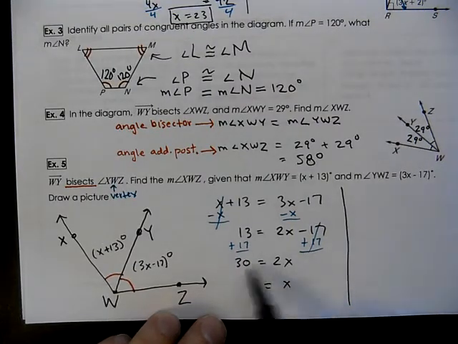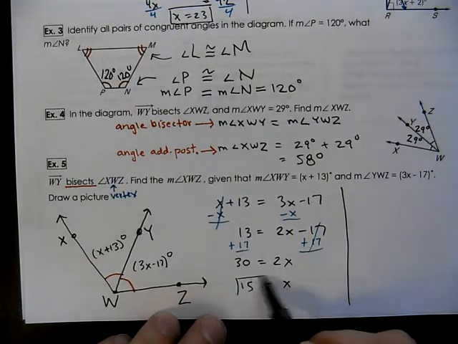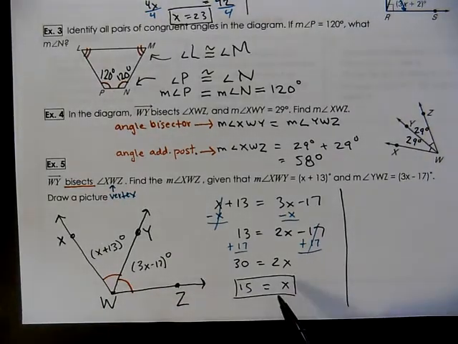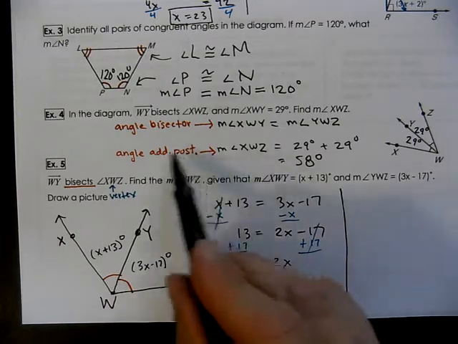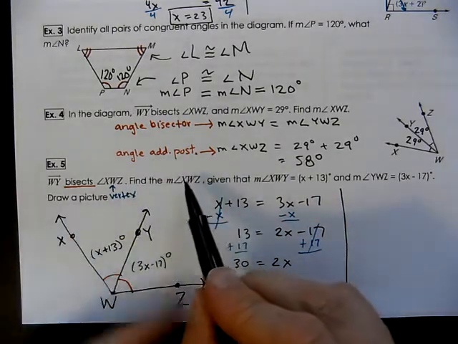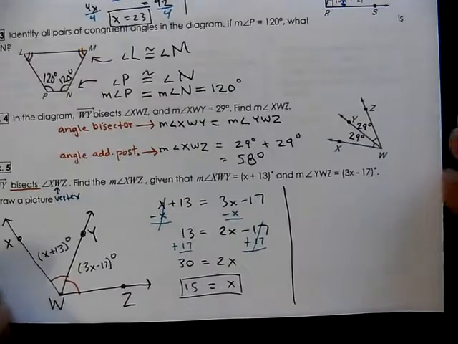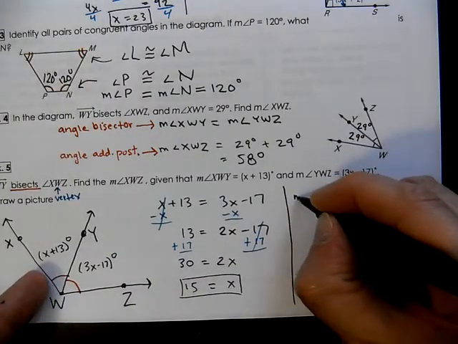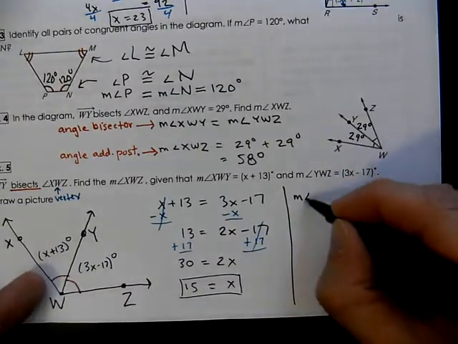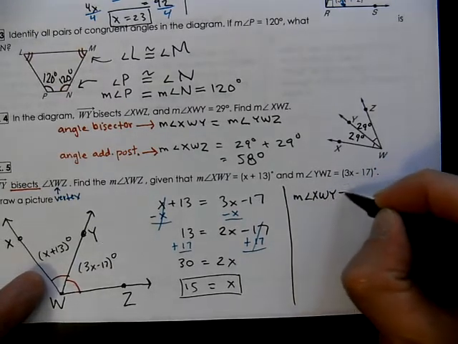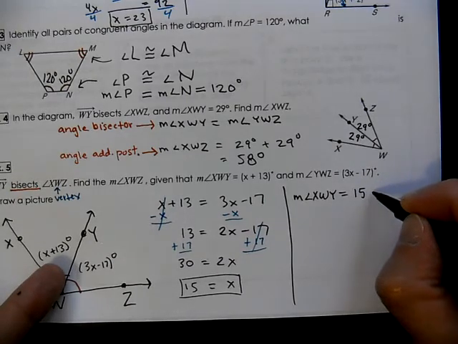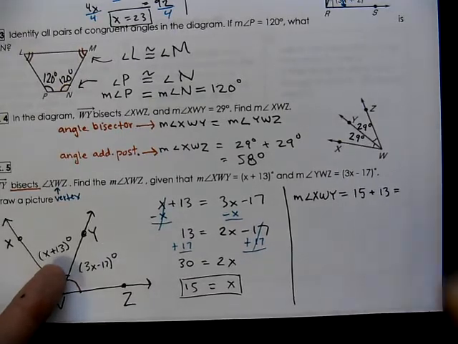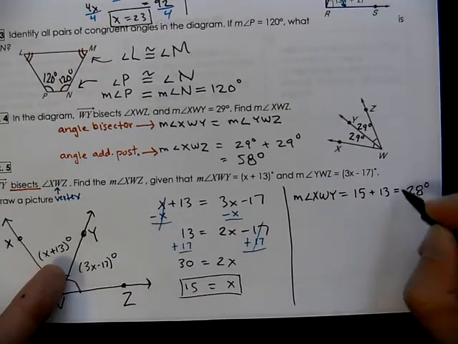And then to isolate our variable, we'll divide away the 2. So that gives us 15. Okay, so now we'll take that, plug it back in, and then we will answer the question, which is to find the biggest angle. All right, so here the angle on the left is angle XWY. So the measure of angle XWY is the x plus 13. I'll plug in the value of x of 15. So that means 15 plus 13. That gives us a result of 28 degrees.